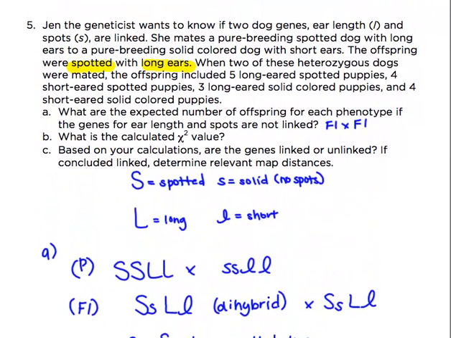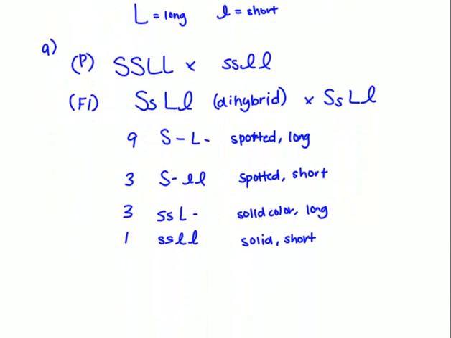Now, how many total offspring did they have? It was 5 plus 4 plus 3 plus 4, which is 16. So offspring total is 16, which means that we don't have to multiply here because this total is 16. So these are good for our expected chi-square numbers. Okay.